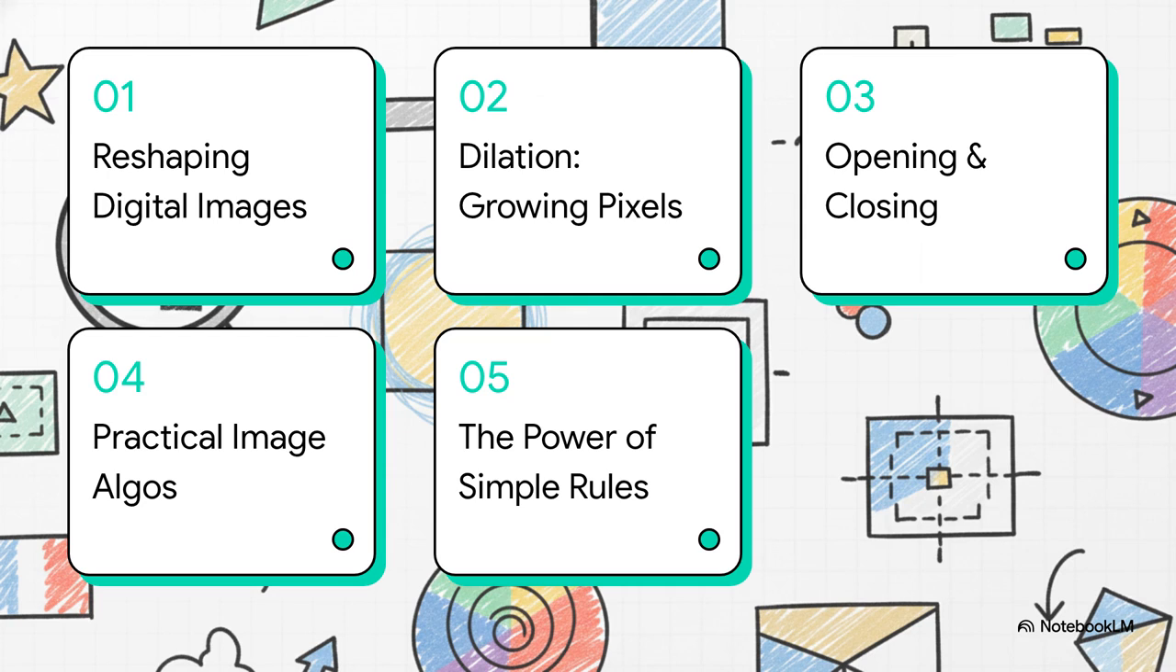So here's our game plan. First, we're going to get the basic idea behind reshaping images. Then, we'll get our hands on the first tool, called Dilation, which literally lets us grow pixels. After that, we'll start combining tools for some really powerful techniques, see them in action, and then we'll just appreciate how amazing these simple rules really are.